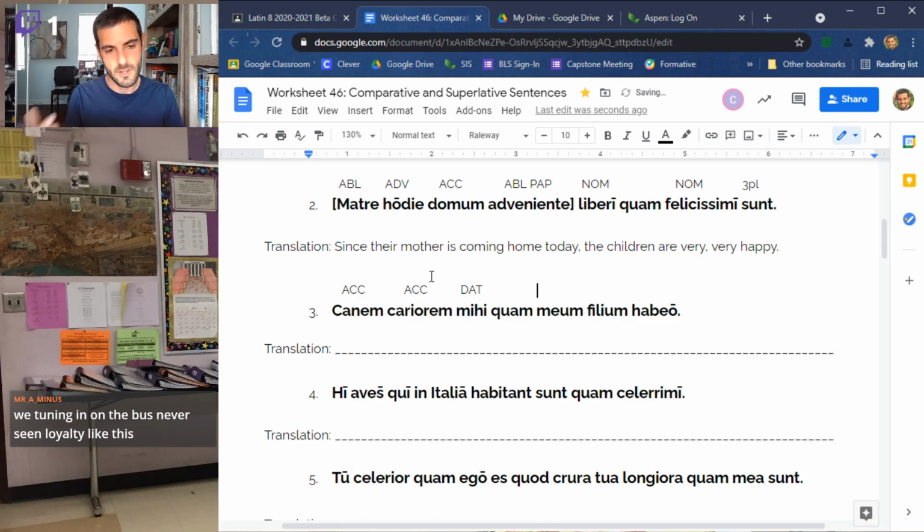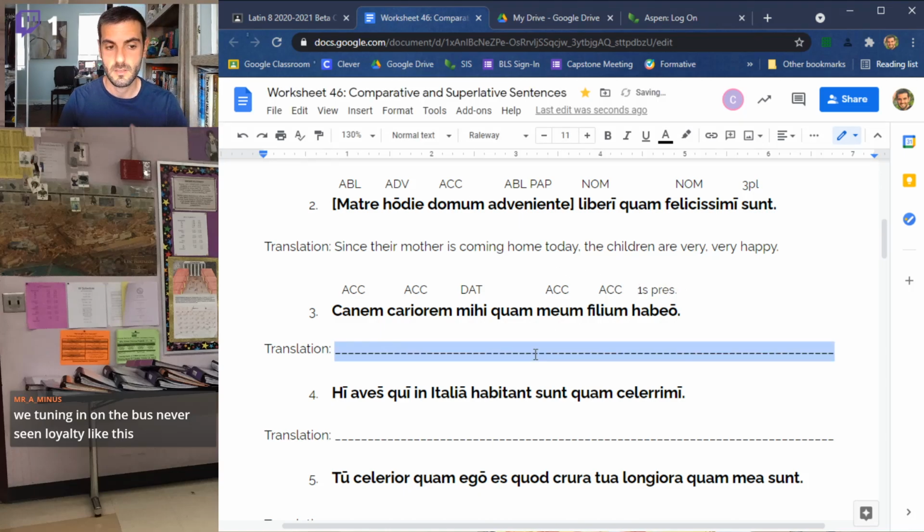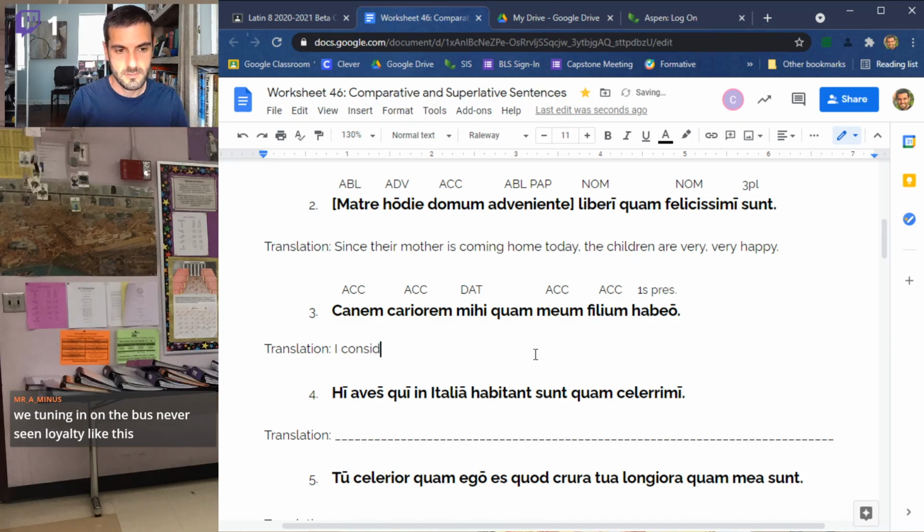Quam here right after carior, so dearer to me than my son, and the whole sentence hinges on habeo. We talked about in class how habeo can mean to have or to hold. It can also mean to consider. So in this case, since we're talking about the dog being more dear to me, I'm going to lean more towards consider. I consider the dog more dear to me than my son.